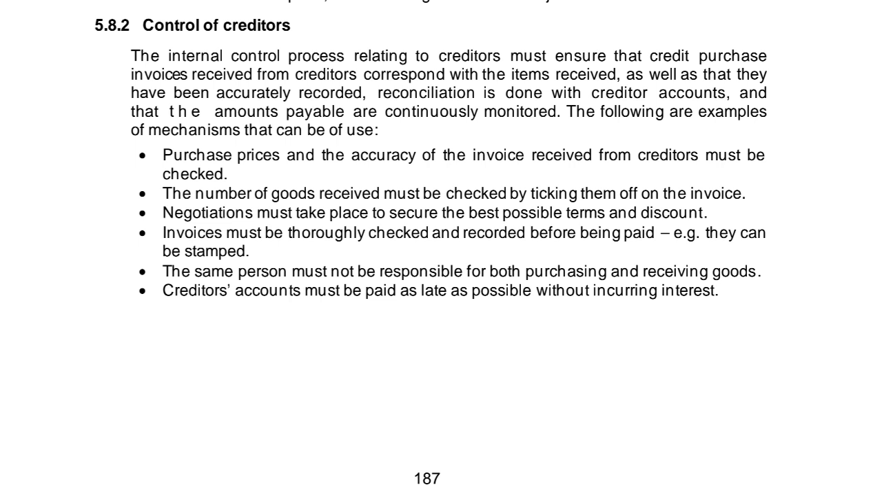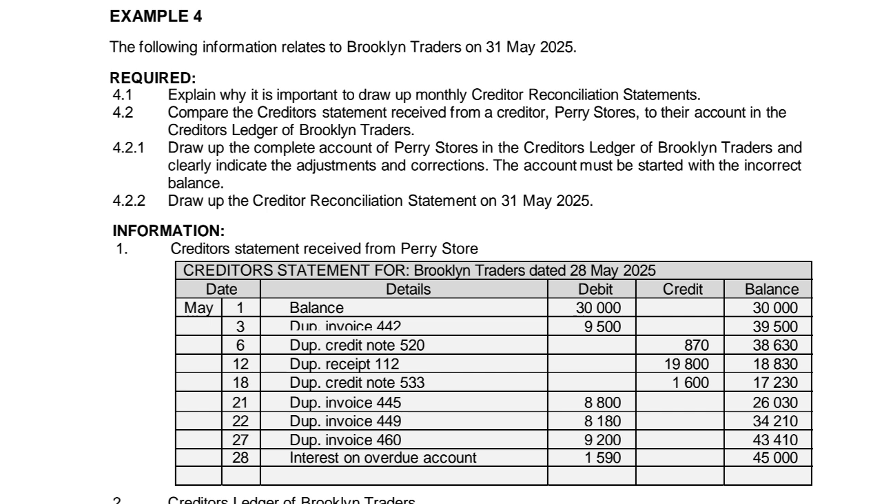Negotiations must take place to secure the best possible terms and discount. Invoices must be thoroughly checked and recorded before being paid. For example, they can be stamped. The same person must not be responsible for both purchasing and receiving goods. Creditors' accounts must be paid as late as possible without incurring interest.